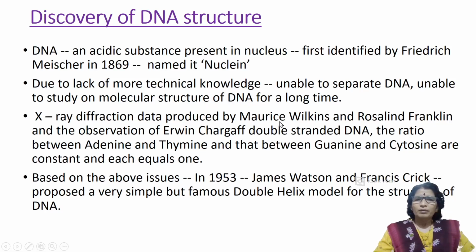After some period, Maurice Wilkins and Rosalind Franklin both produced X-ray diffraction data. With the help of this, we can identify the molecular structure. And another observation was by Erwin Chargaff on double-stranded DNA. What he observed is that in DNA, the ratio between adenine and thymine and between guanine and cytosine are constant and equal to each other. How?